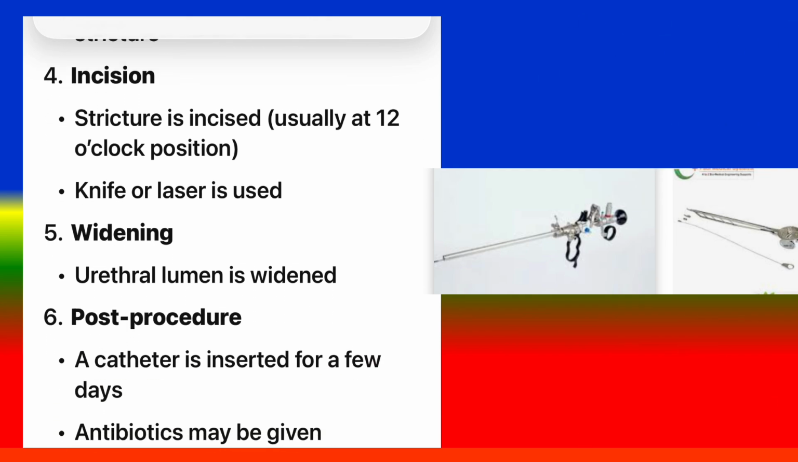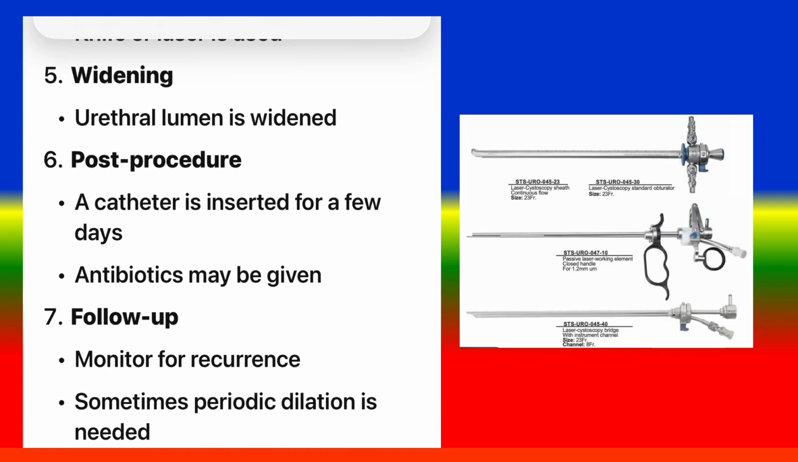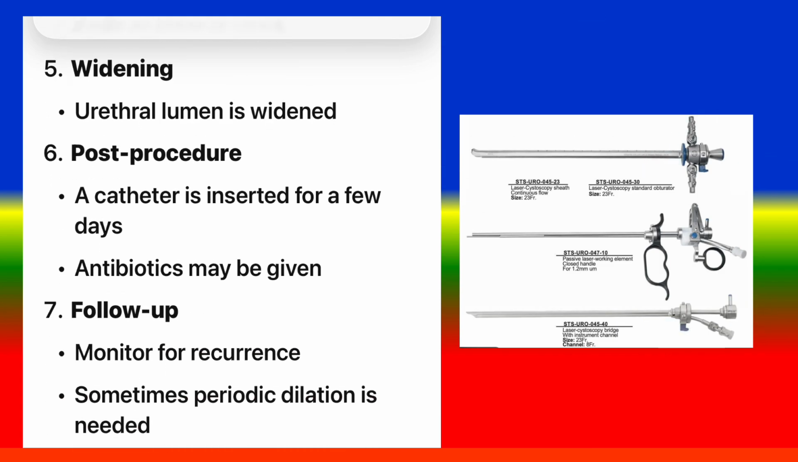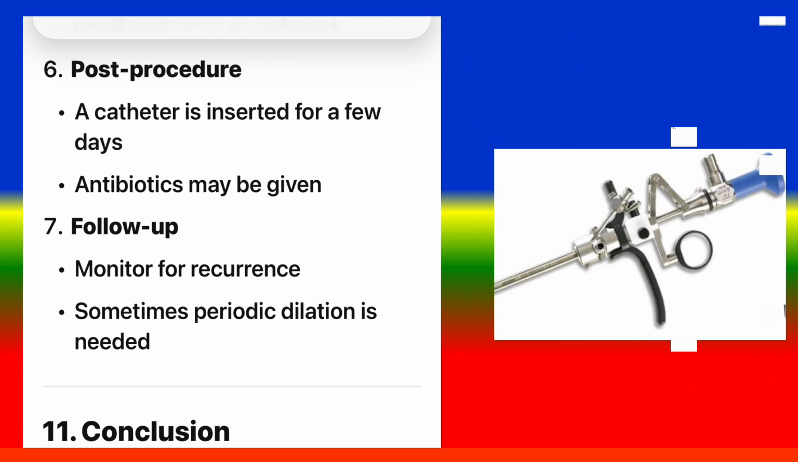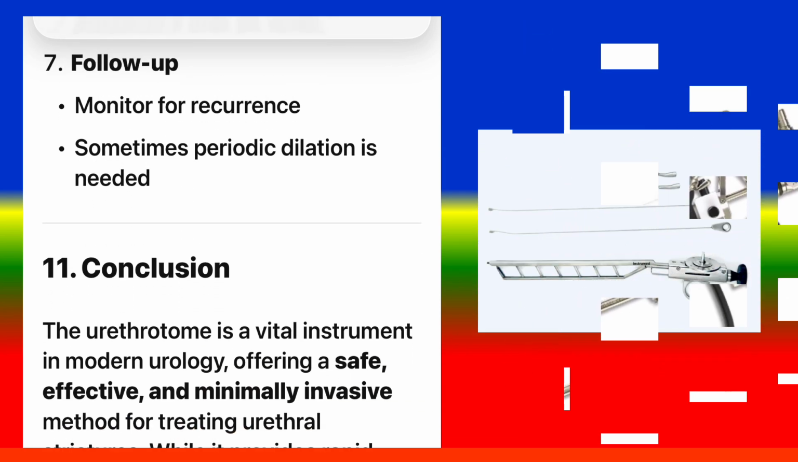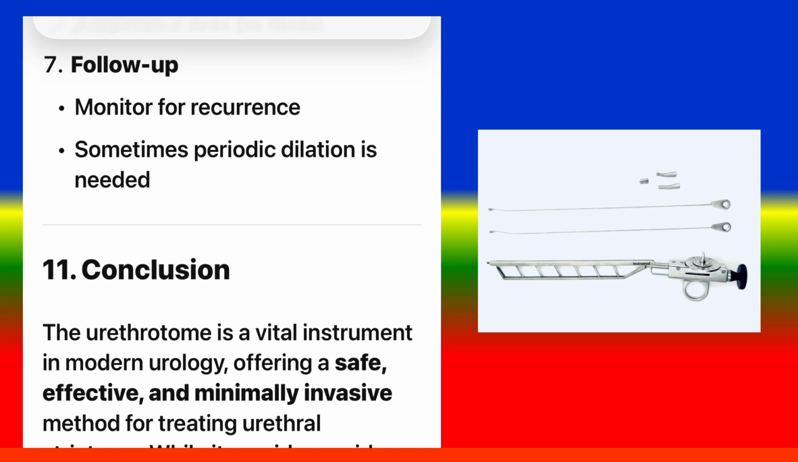Knife or laser is used. 5. Widening. Urethral lumen is widened. 6. Post-procedure. A catheter is inserted for a few days. Antibiotics may be given. 7. Follow-up. Monitor for recurrence. Sometimes periodic dilation is needed.